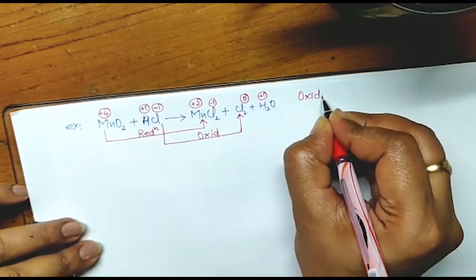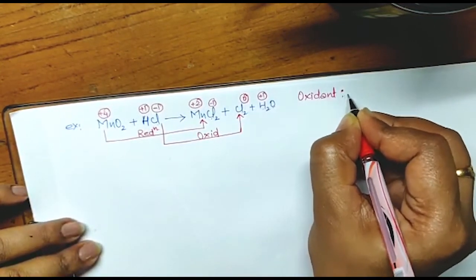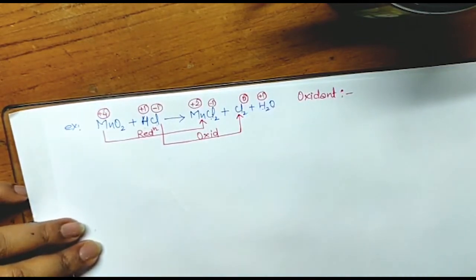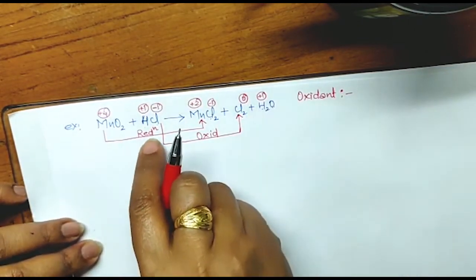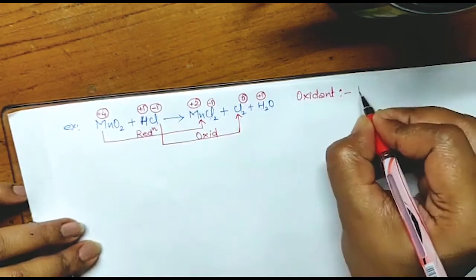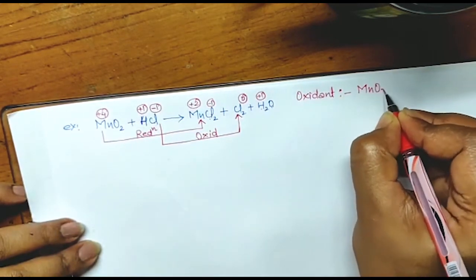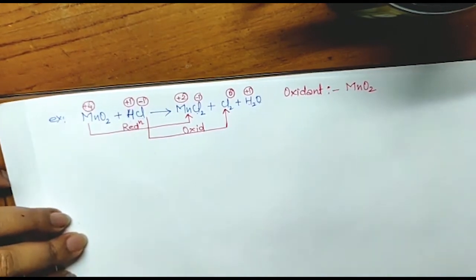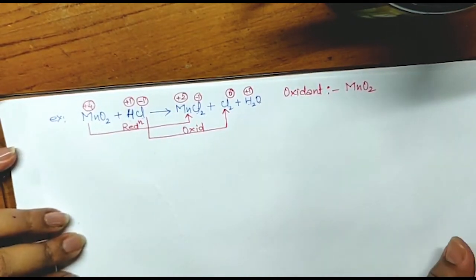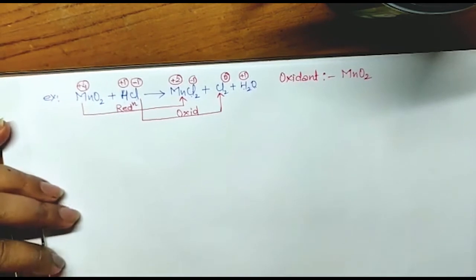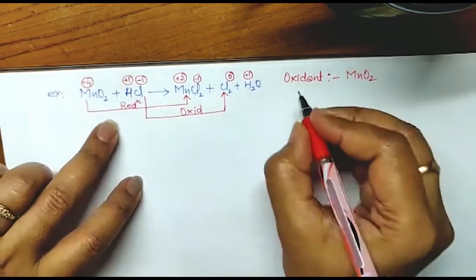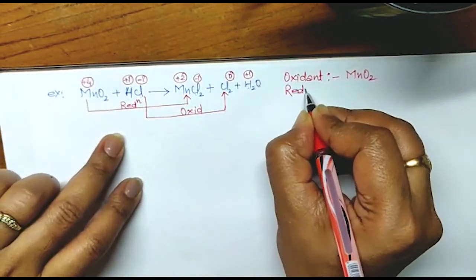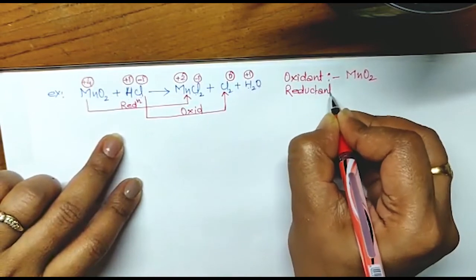If I ask which one is the oxidant here, it is the one which is undergoing reduction. But we will write the whole compound. So it is MnO2. Don't write Mn. I'm telling you again and again, because this is the major mistake made by students. You are supposed to write the whole compound, not a single atom. And if I ask for the reductant, what will you answer?